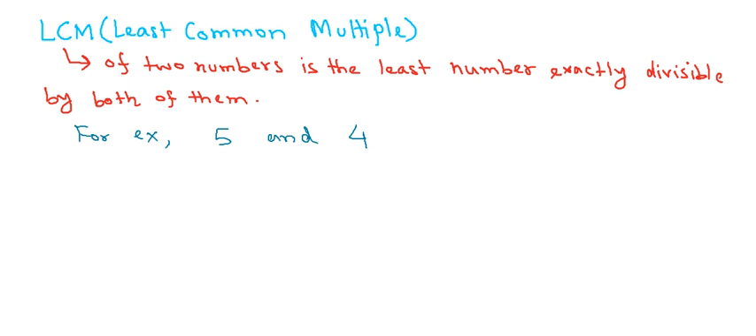LCM stands for least common multiple. So the LCM of two numbers is the least number that is exactly divisible by both of them. For example, we have here 5 and 4.